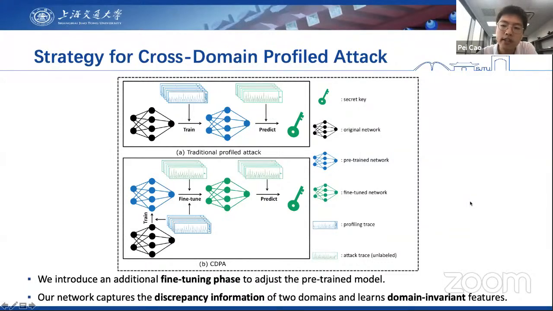However, in realistic profiled attacks, there is no labeled trace measured from the target device. So in our strategy, the inputs of the fine-tuning phase are the original profiling traces with known labels and a limited number of unlabeled traces measured from the target device. Our network should capture the discrepancy information of the two domains and learn domain-invariant features.